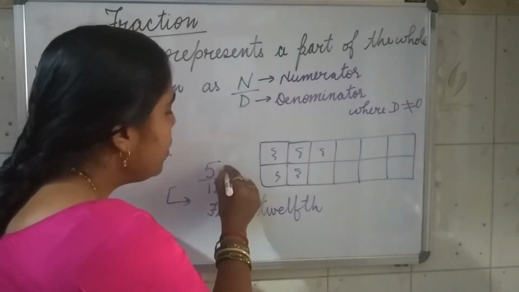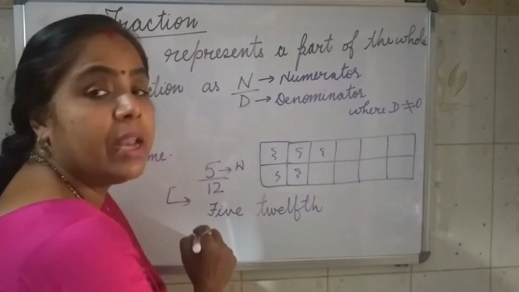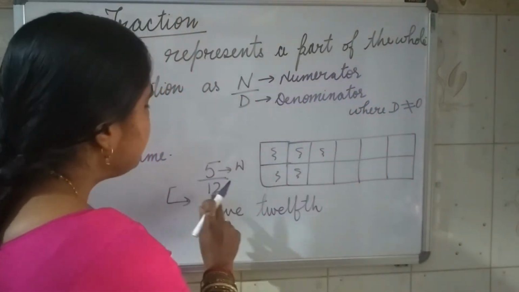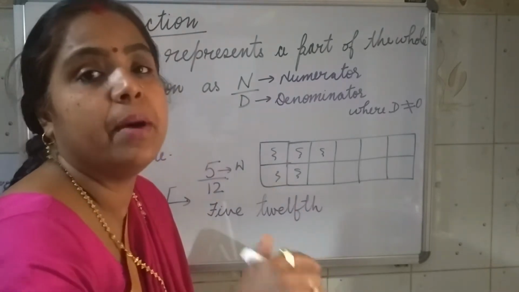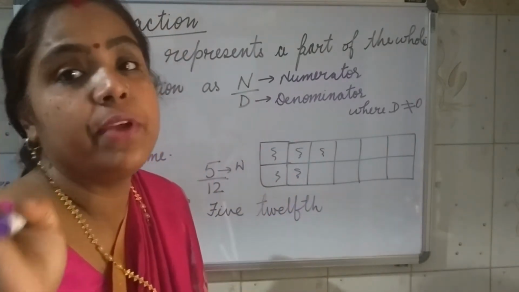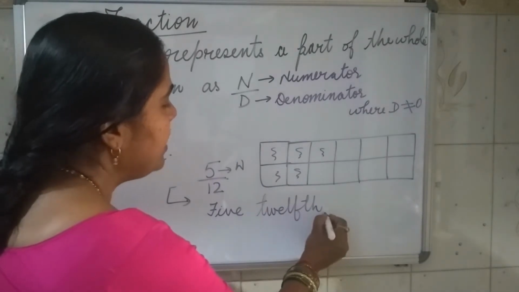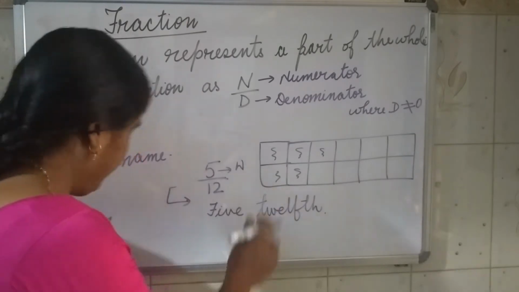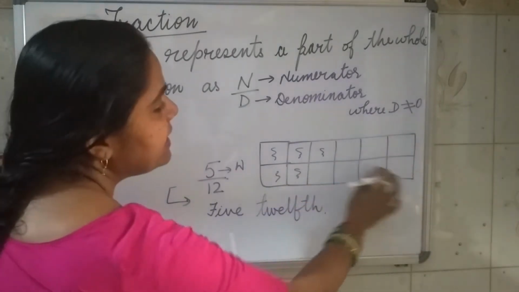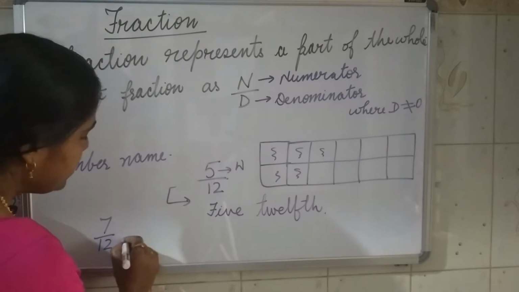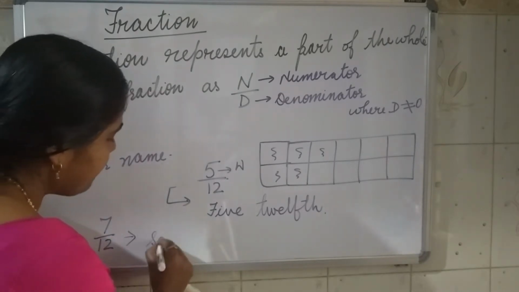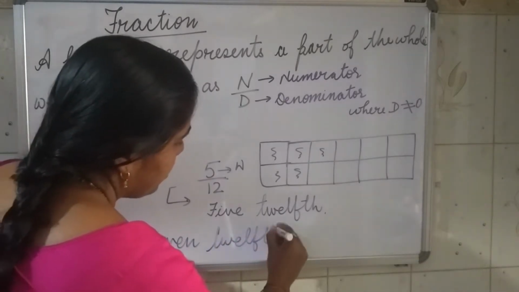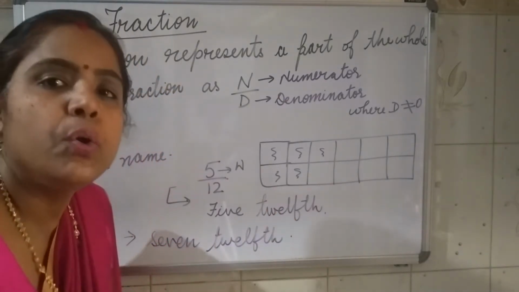So the numerator is written as a whole number, whatever 1, 2, 3, 4, 5, 6. And the 12 is written as an ordinal number, second, third, fourth, fifth, like this. So the denominator is called twelfth and the numerator is 5. Now next, whatever is the unshaded part, that is 7 upon 12. So the name of this fraction is seven twelfths.